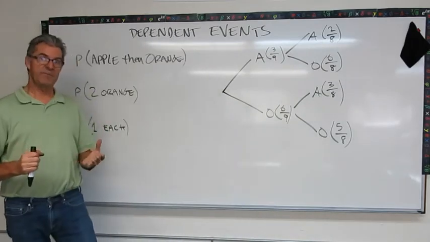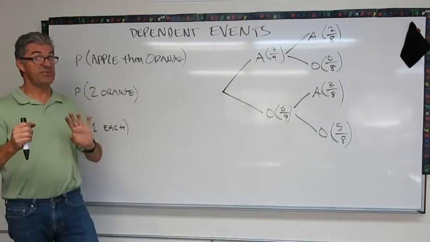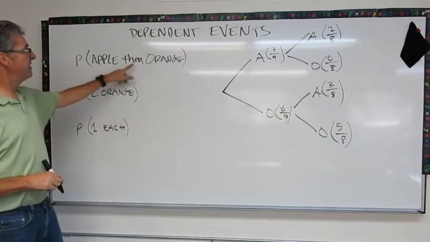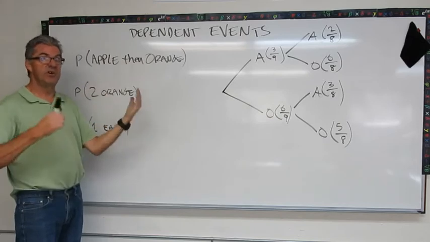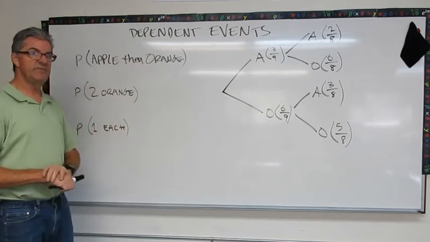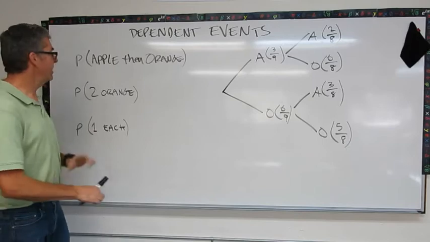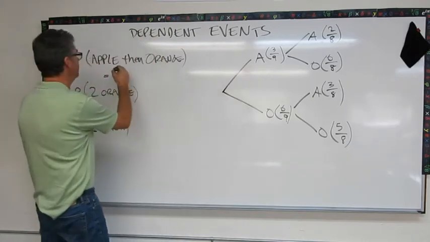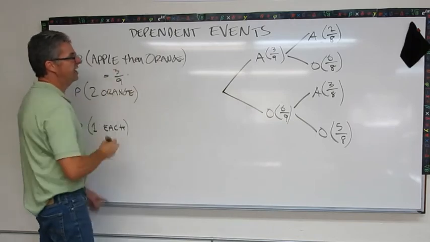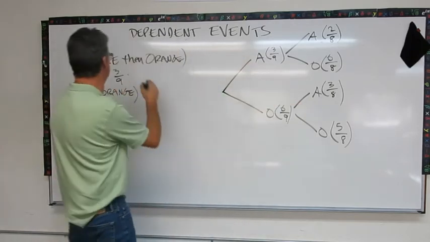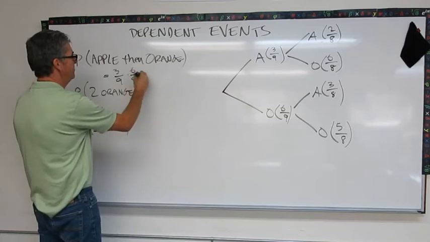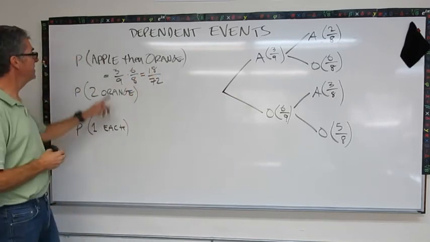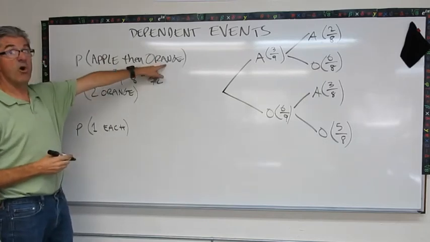Okay, let's do 3 examples, but keep in mind there's a lot of possible variations on this. Okay, so probability of an apple, then an orange. So apple first, orange second. Pause the video, see if you can do that. Okay, that would be the probability of an apple first, that's 3 over 9, times an orange second, which is 6 over 8, which is 18 over 72. Okay? So that's your probability of apple first, then orange.